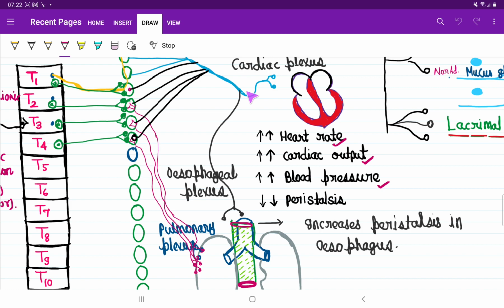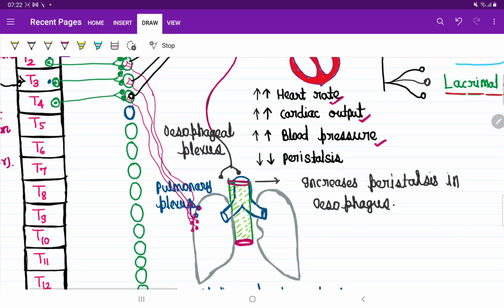Then some nerves rise from here only, and they are forming our esophageal plexus. This esophageal plexus will act on the esophagus, they will interact with the esophagus, and they decrease peristalsis in the esophagus. Yes, the esophageal plexus decreases peristalsis in the esophagus.